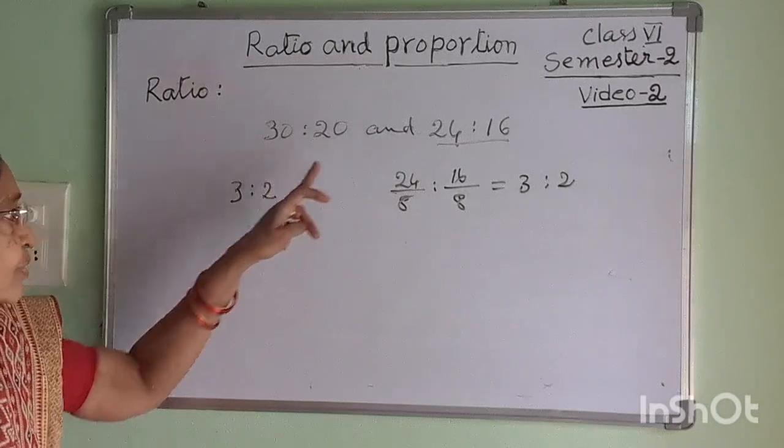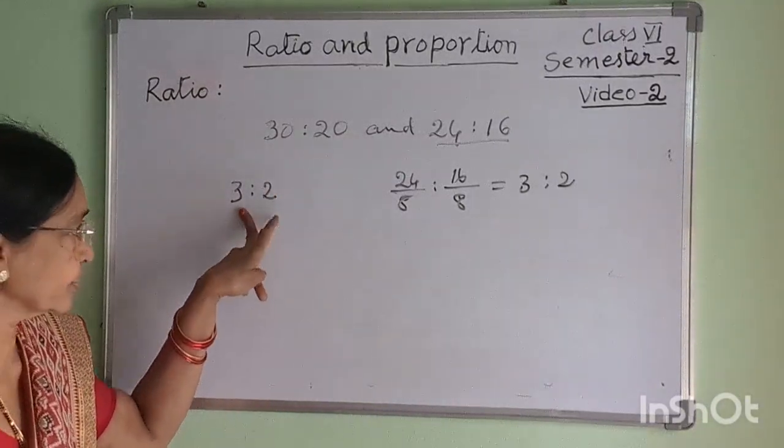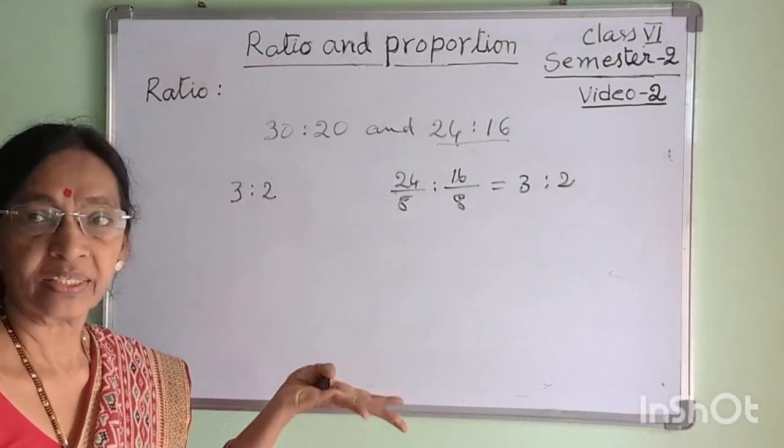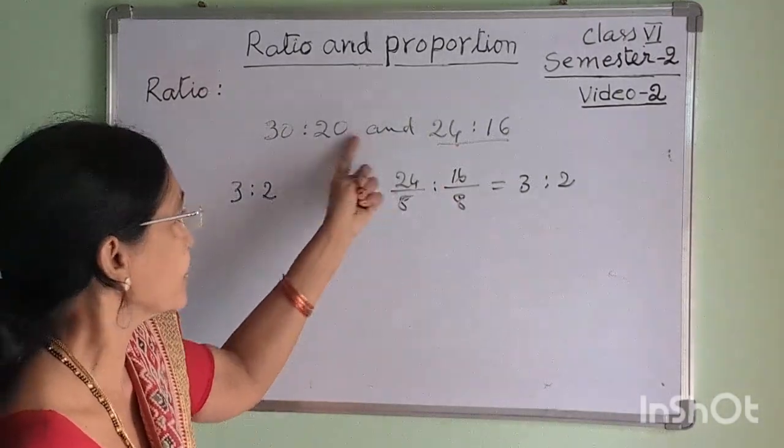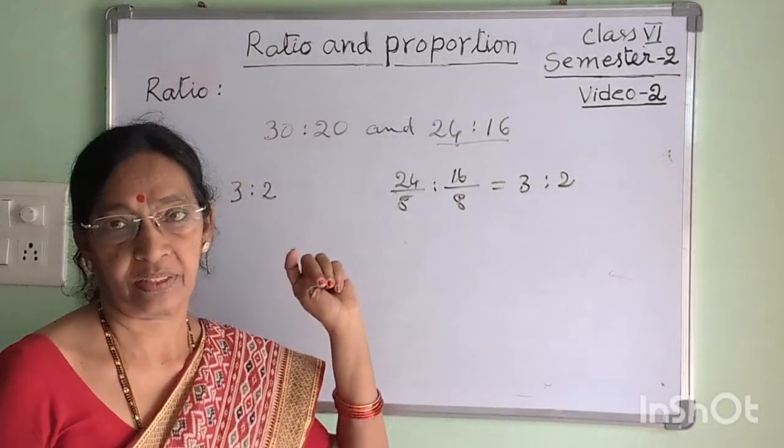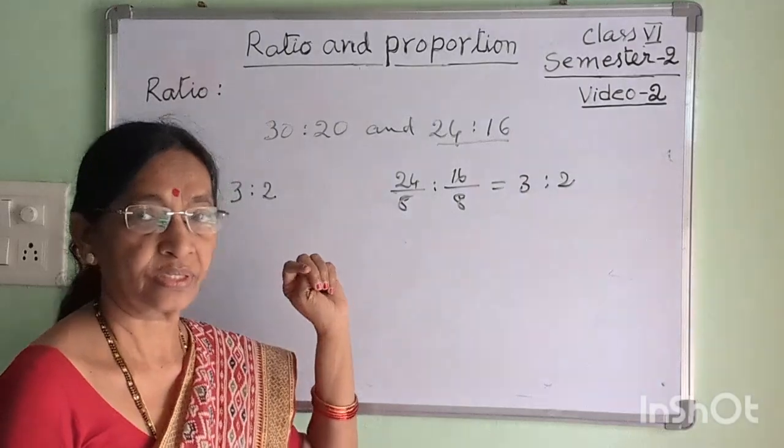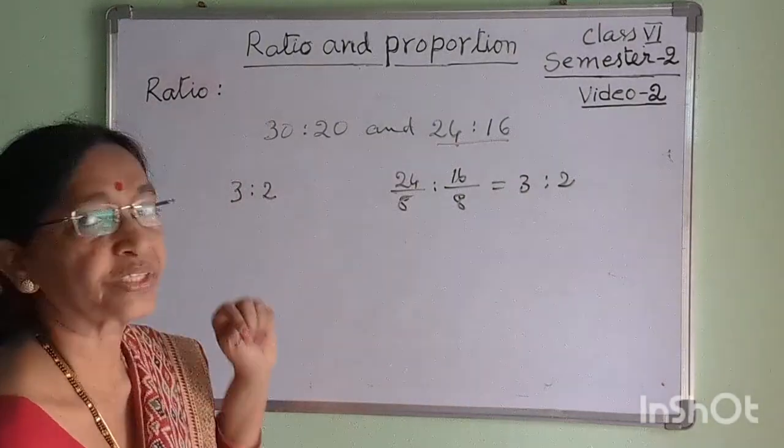Here this 30:20 is also equal to 3:2. Therefore these two ratios are equivalent ratios, and the simplest form is 3:2.